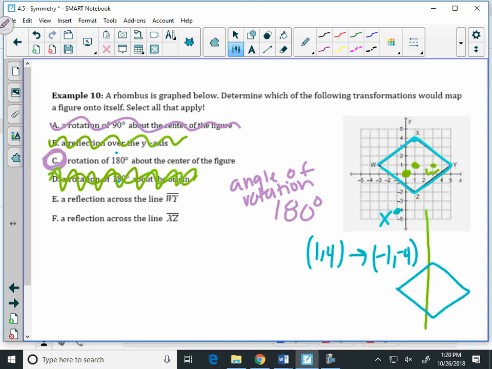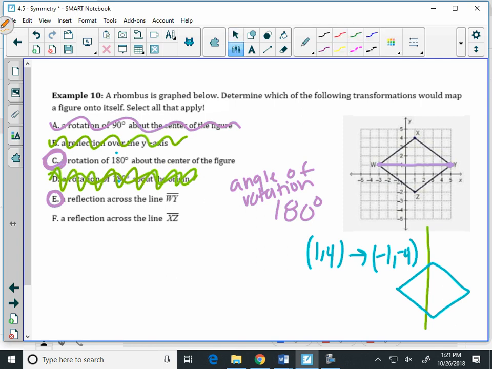He's saying a reflection across YW. So we look at our diagram. When it says YW, we're going to draw that line from W to Y. And then ask yourself, is that a line of symmetry? And the answer is yes. Remember from the beginning of this video, we talked about from corner to opposite corner is always going to be a line of symmetry for your rhombus.